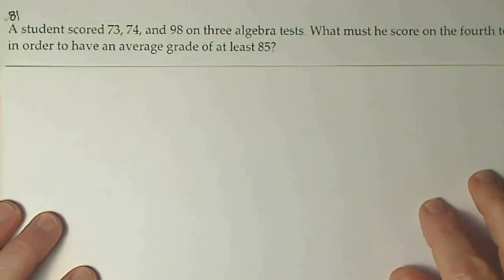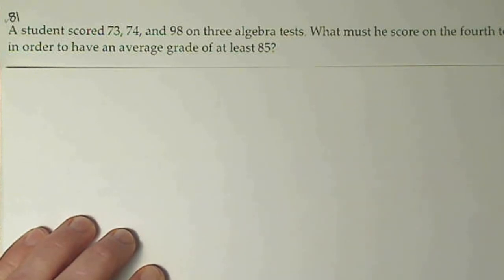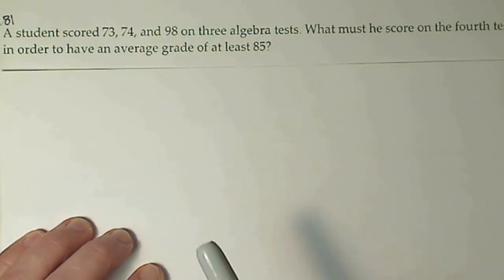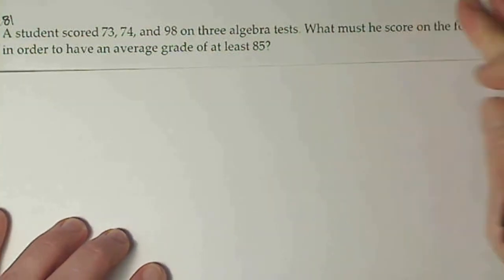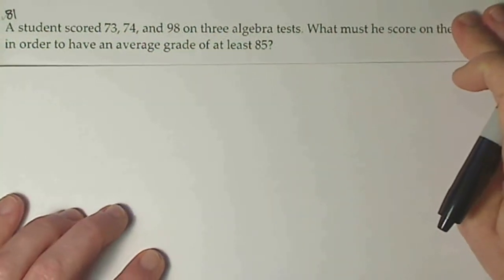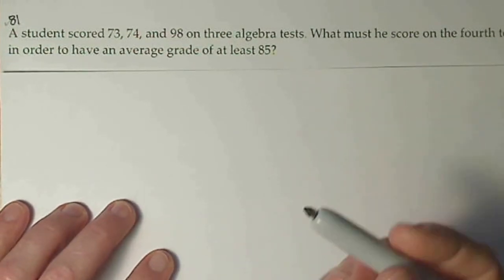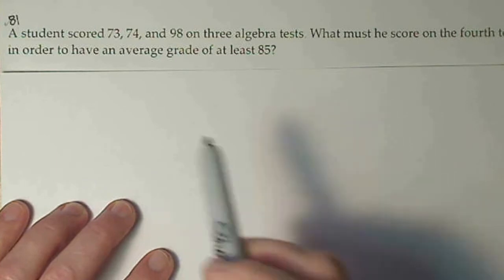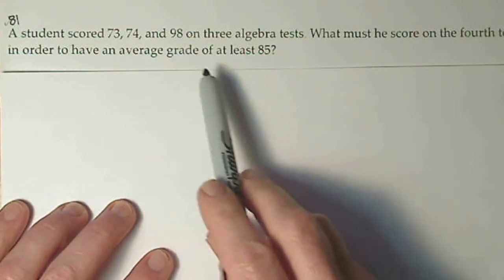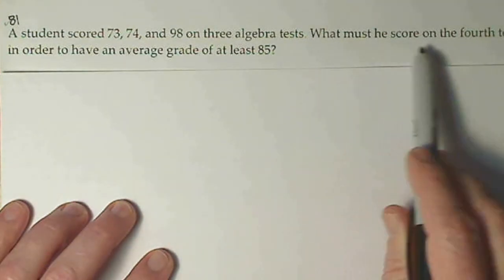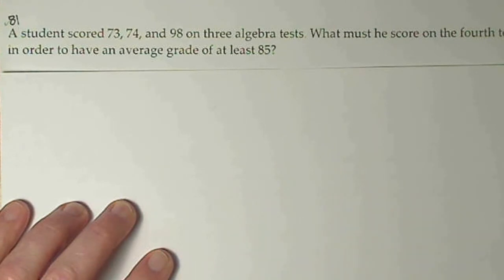For number 81, we're calculating what score a student's going to need. There's a chance I'll end up solving this 2 different ways, but I'll start out with what I might call the preferred way. We have 3 scores so far. And what must this student score on the 4th test to have an average of at least 85?